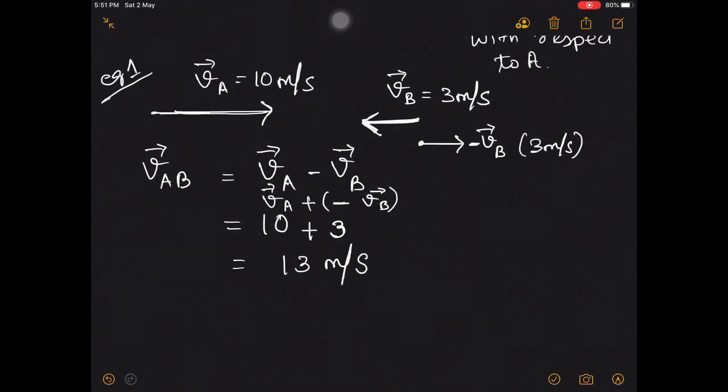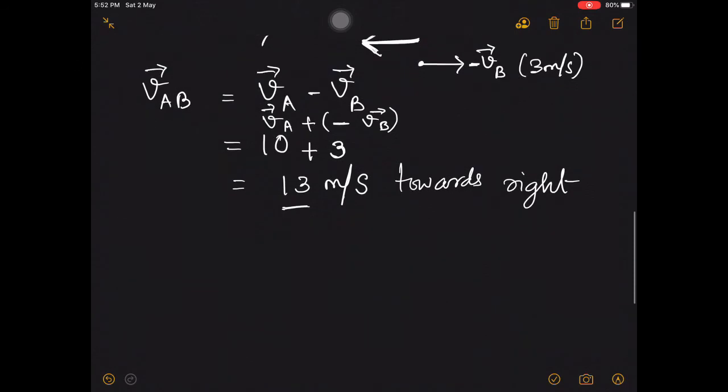Now once we write the result, we should also quote the direction. This is my result, 13 meter per second. What will be the direction? Look here, your VA is greater than VB, so the resultant will be in the direction of VA. So I will write towards right. Okay, take another example.